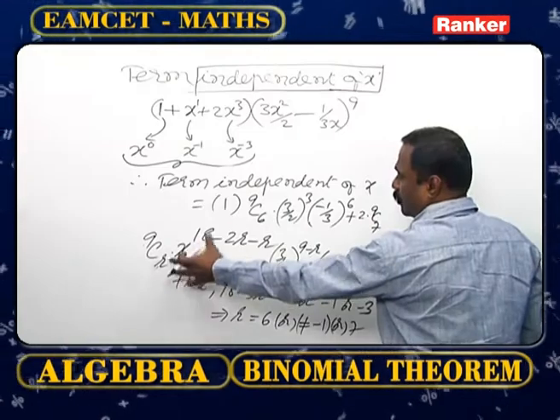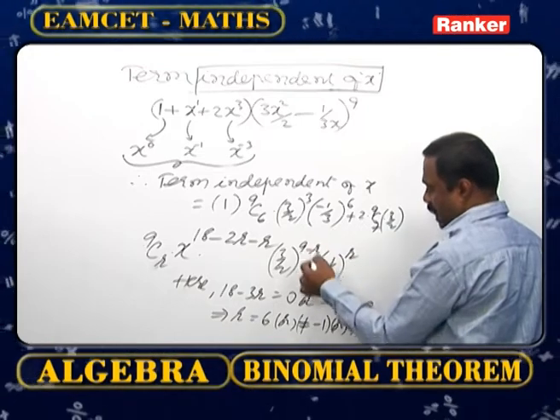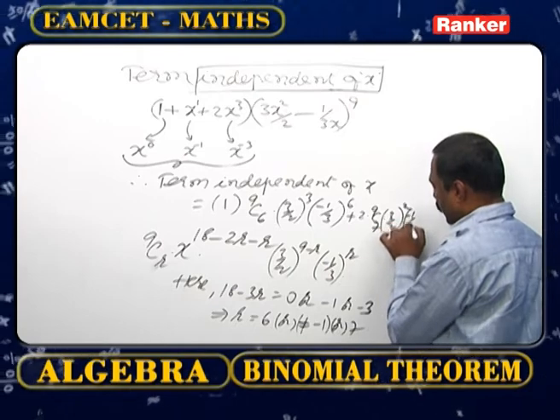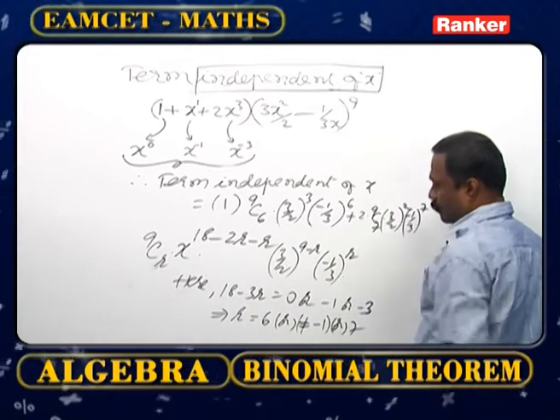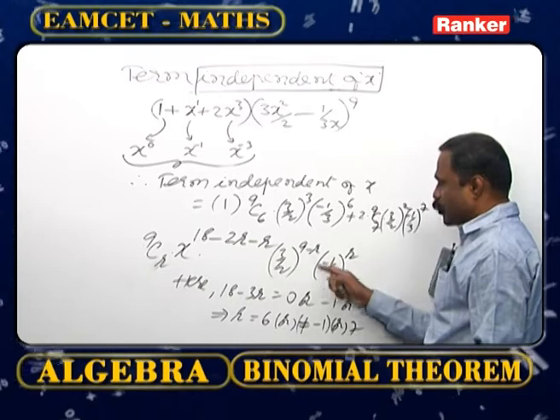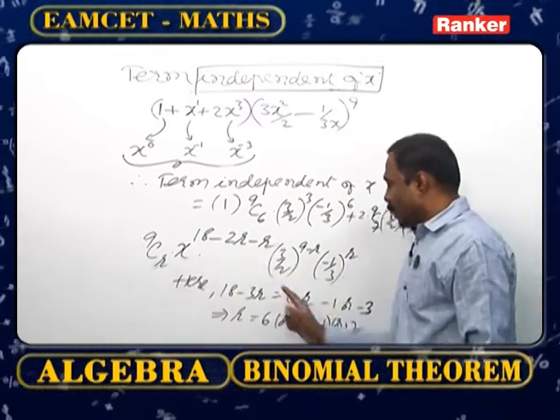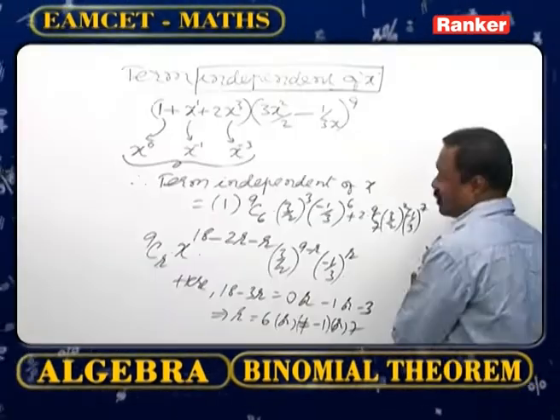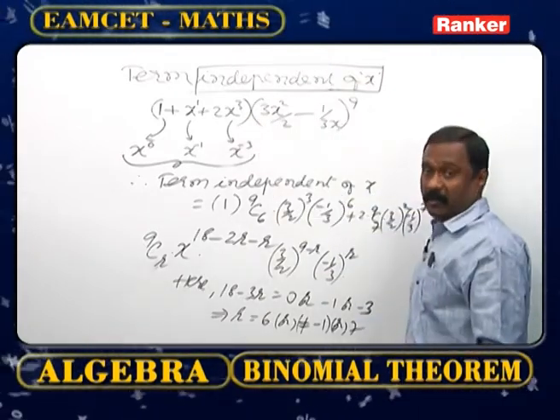Into, you need not take this, (3/2)^(9−7), that is 2, and here it is (−1/3)^7. r is 7 here. 9 minus 7, 2. And 9C7, r is 7 here. This is already equated to be minus 3, so you need not write x here. So if you simplify this, you must get the term independent of x in this expansion. That's what the procedure is.